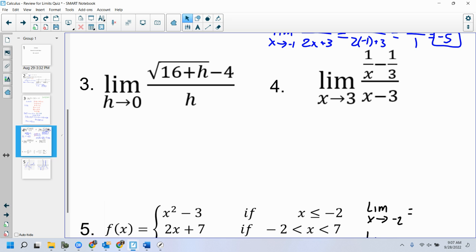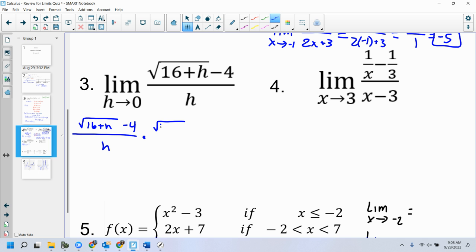All right. Anybody remember what I need to do for this one? Good. Yeah, multiply by the conjugate, right? So this was that radical 16 plus h minus 4 over h. I'm going to multiply it by radical 16 plus h plus 4, radical 16 plus h plus 4. Okay, multiplied by its conjugate.